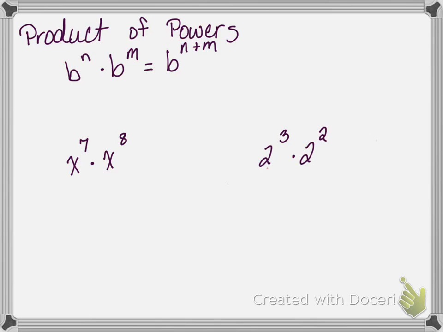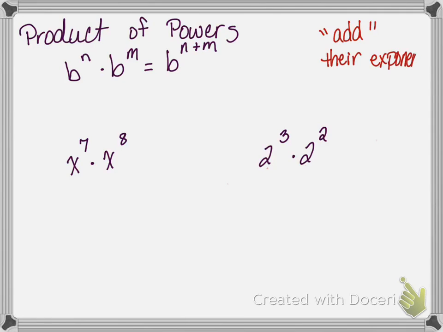Okay? If that base, if what's being raised to the exponent is not the same, then this property does not apply. So, when I have two terms multiplied together and their base is the same, I am going to add their exponents. I add their exponents when their base is the same.